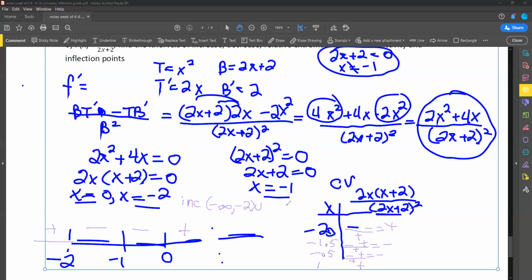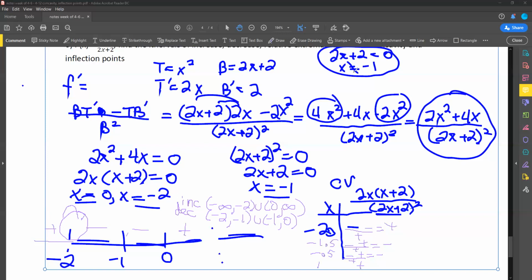Okay. Intervals of decrease would be from -2 to -1 and -1 to 0. Okay, so let's talk about extrema. So the way that I see this, looking at this, we have a sign change here from increasing to decreasing. So -2 is a relative extrema. -1 I do not consider for a relative extrema.